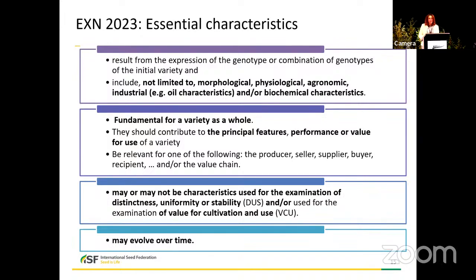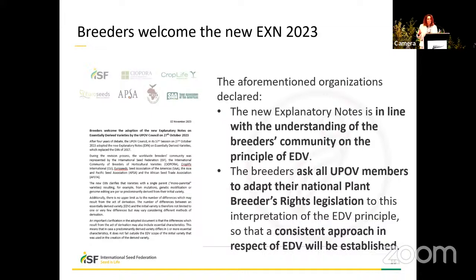So the breeders really welcome this explanatory note. It was a big discussion and a consensus-driven element. And then the aforementioned organization declared that this new element is our understanding, the breeders' understanding, of the principle of essential derivation as it was stated in the Act. And the breeders would like to ask all the members to adapt the national derived legislation to this interpretation of the principle so that we have a consistent approach in respect of EDV to be established.